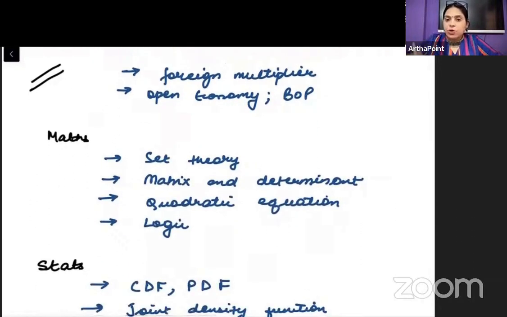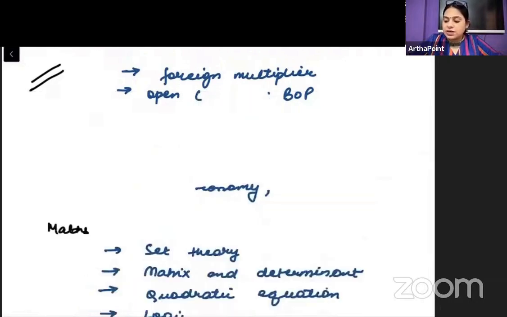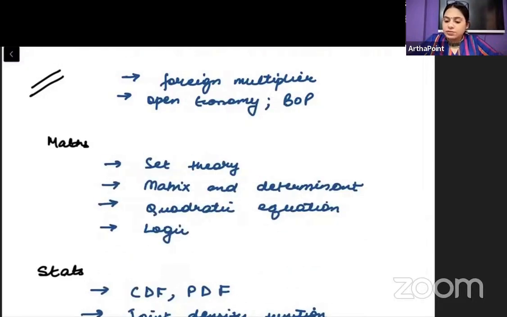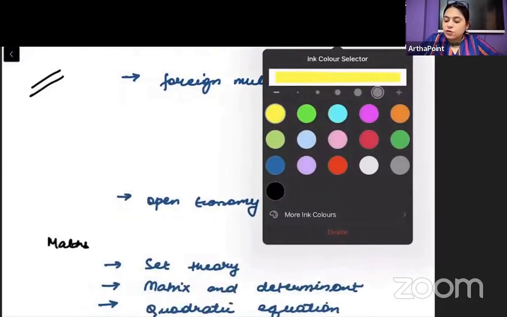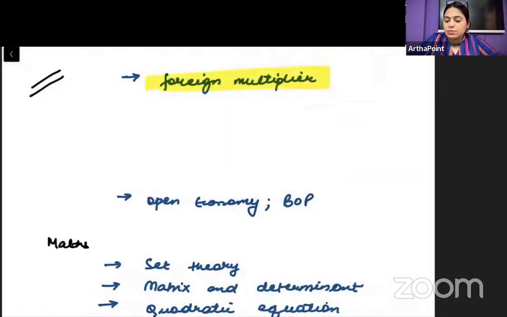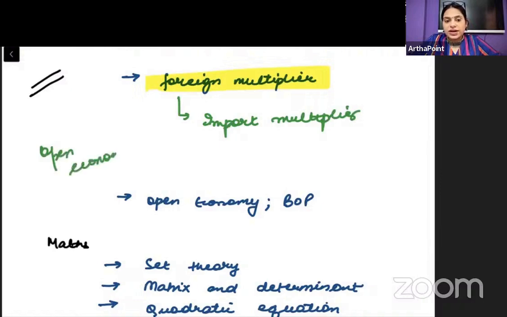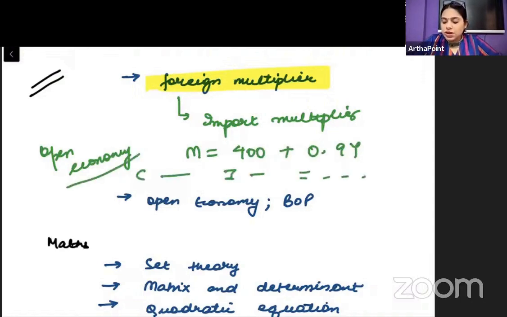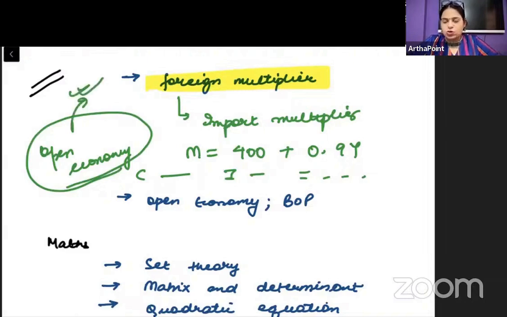The next topic which is important is the concept of foreign multiplier. So when I say the concept of foreign multiplier, what do I mean? I mean that you should be able to know what is import multiplier and how to find that. So if I give you an open economy, and suppose I tell you that import is equal to 400 plus 0.9y, and I give you other things also, consumption, investment, etc., etc., you should be able to solve for the open economy and you should be able to find the value of the multiplier in that case also.